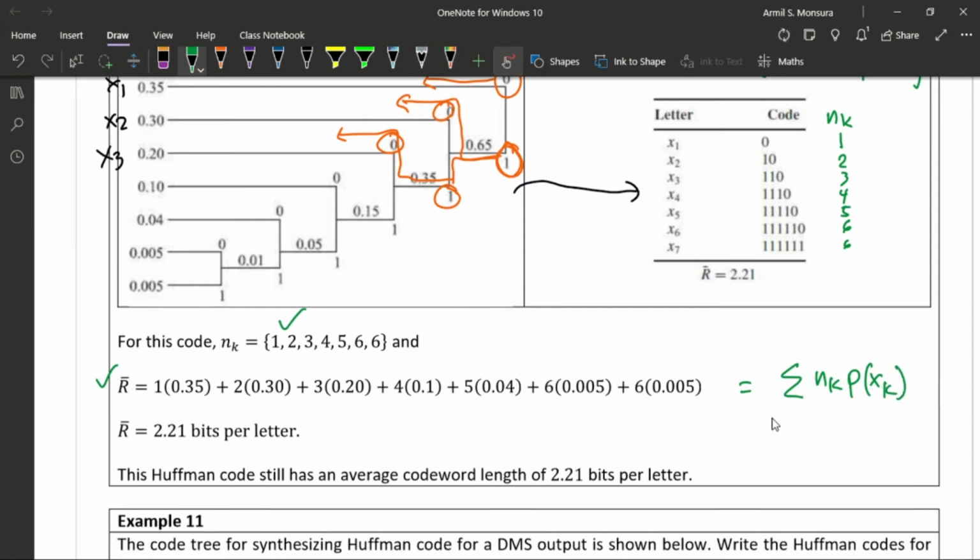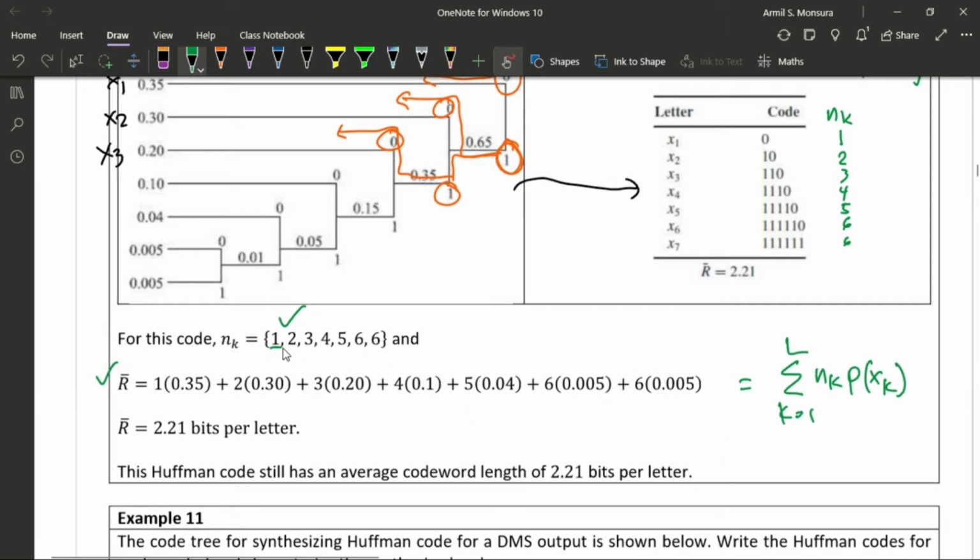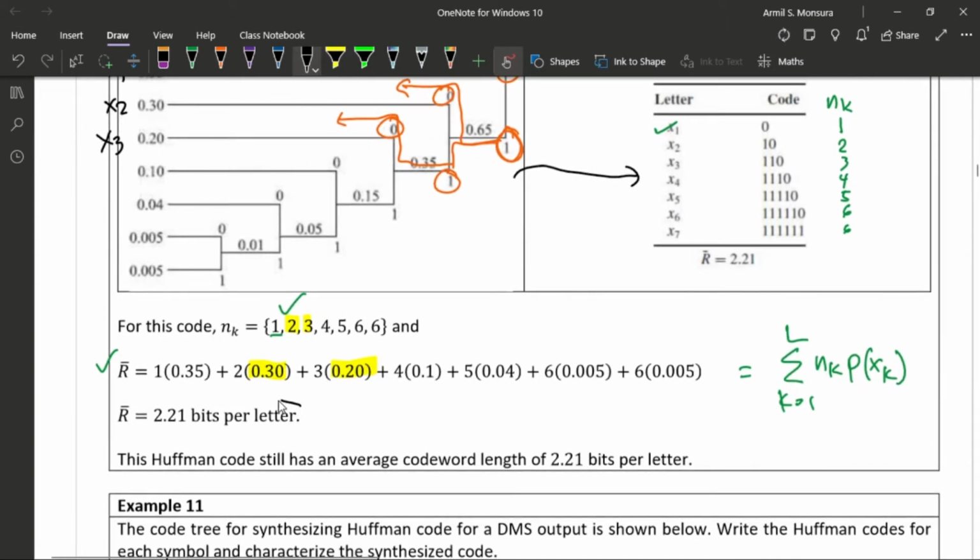Let's use k also, from k equals 1 up to L, so that's your R bar. So we have 1 times the probability of x1, which is 0.35. That's 1 times 0.35, then 2 times 0.30 as the probability for x2, then 3 times 0.2 as the probability for x3, and so on. Please verify that it still computes to 2.21 bits per letter. So, what do we notice?